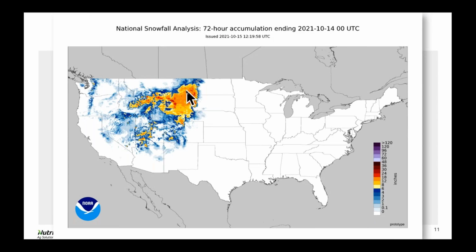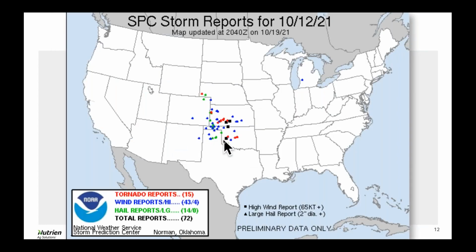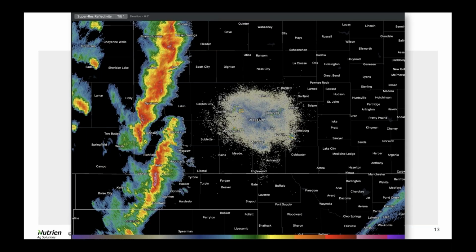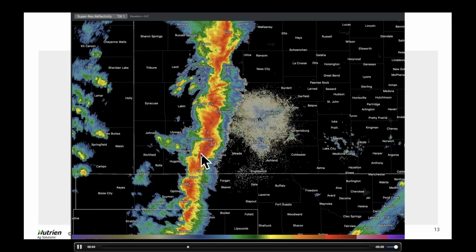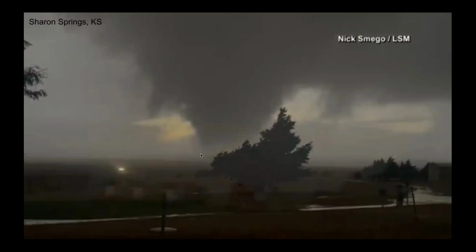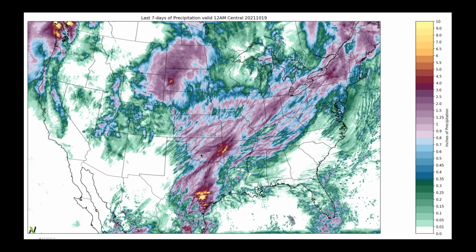Now, from there to the south, there was a severe weather outbreak, including 15 tornado reports. We had a squall line that ripped right over the top of the winter wheat belt. You can see it here in this radar animation. And this was one of the pictures of one of those tornadoes in Sharon Springs, Kansas. Now, why am I talking about it? Well, take a look at this. That system started here, okay, and went all the way across the United States, exiting through Maine. And everything you're looking at on this map shows you the total precipitation from that one event.